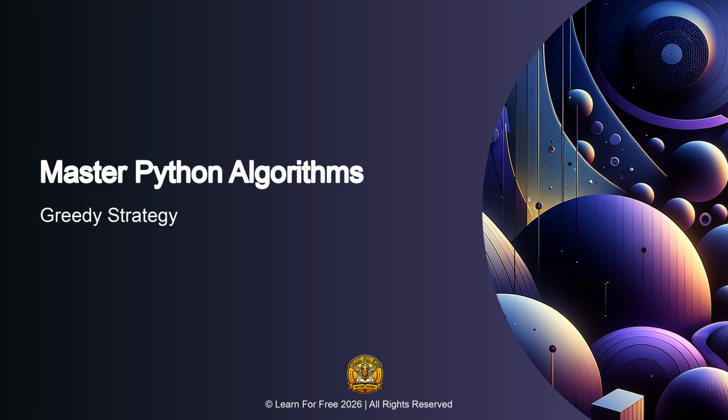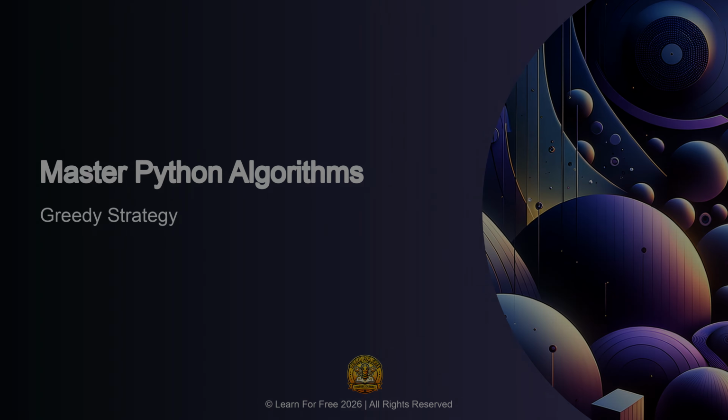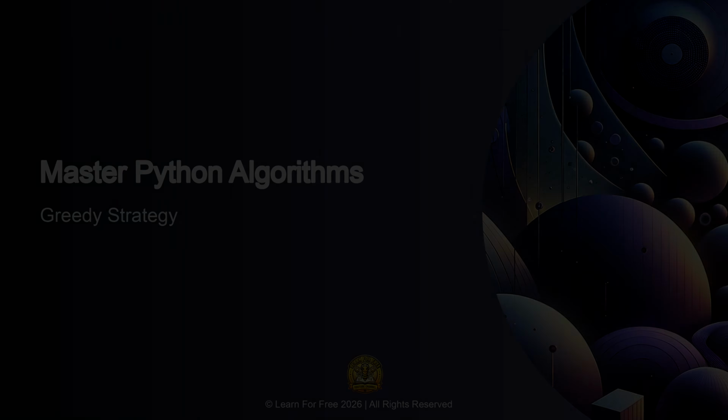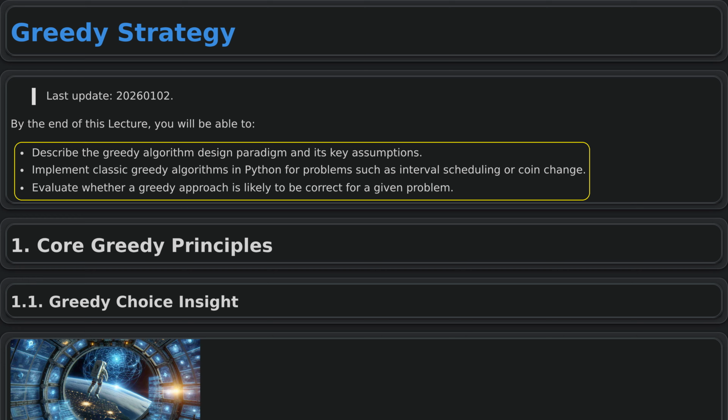Module 7, Lecture A, Greedy Strategy. At the end of this lecture, you will be able to describe the greedy algorithm design paradigm and its key assumptions, implement classic greedy algorithms in Python for problems such as interval scheduling or coin change, and evaluate whether a greedy approach is likely to be correct for a given problem.